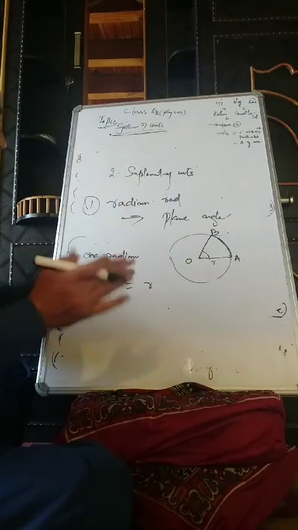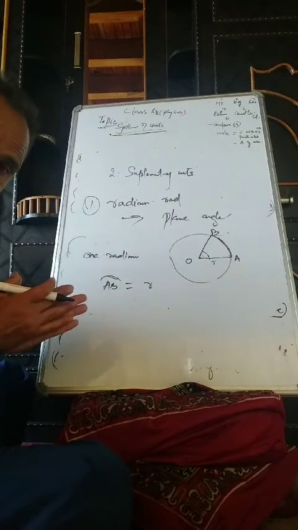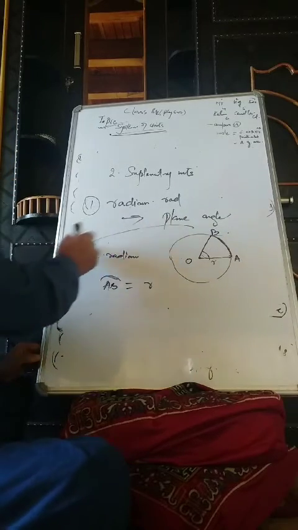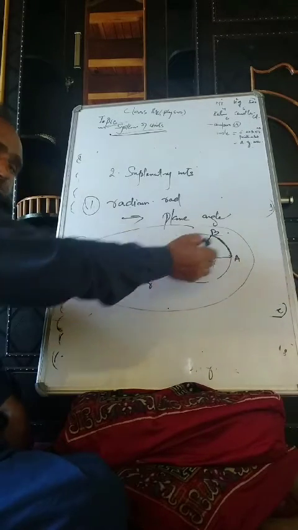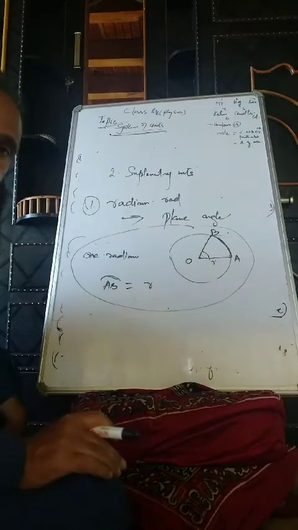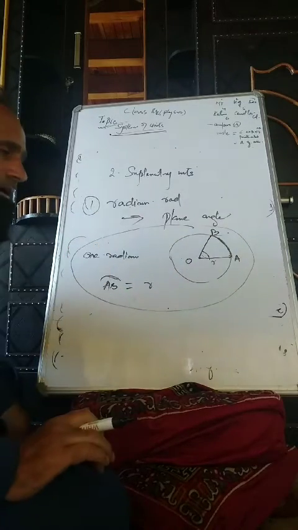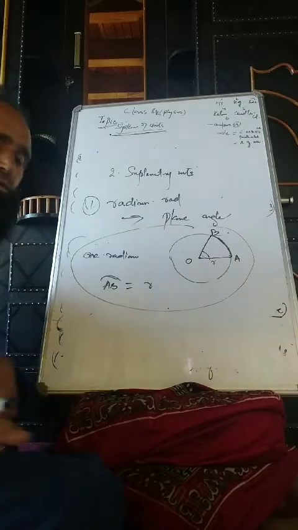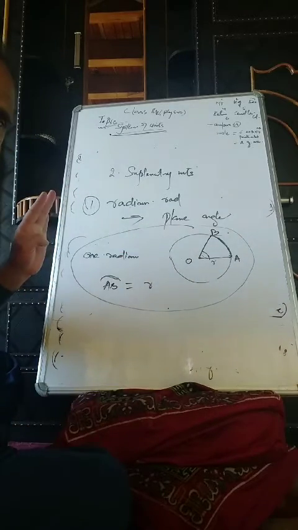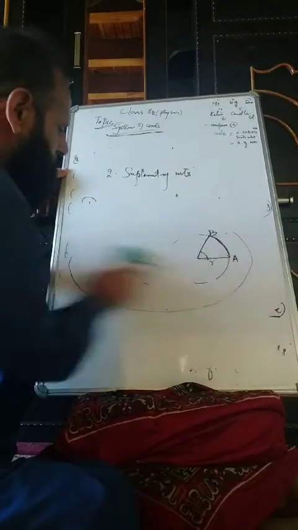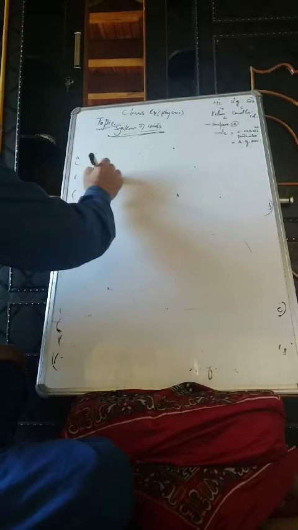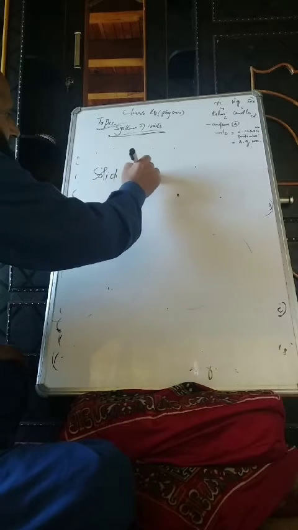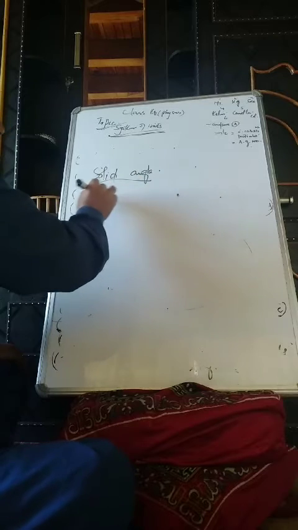It is used in plane figures like circles. Radian is used for measuring angles in plane figures. 1 radian is equal to the angle subtended at the center of the circle by any arc whose length is equal to the radius of the circle. Understood? Okay. Now let me show you the solid angle.